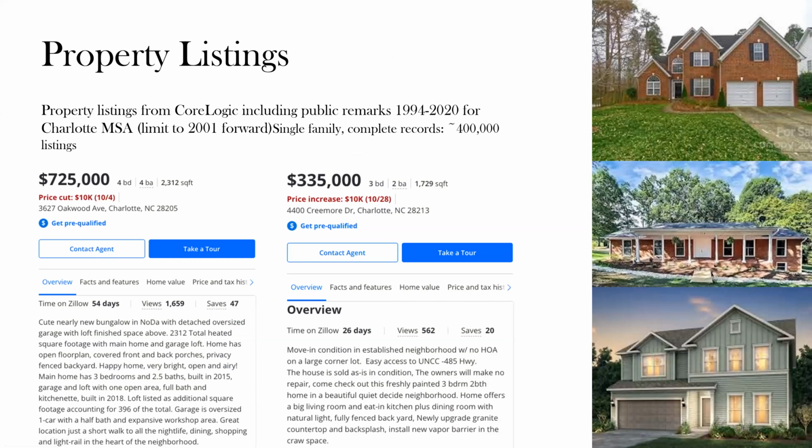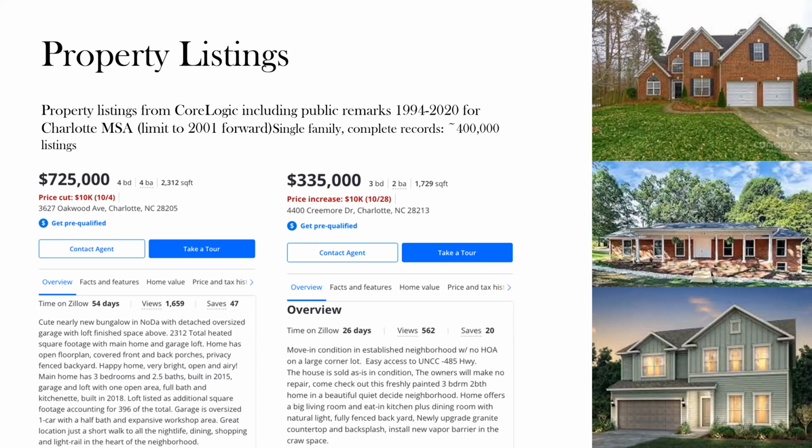And then to complement that, we also get these property listing data. So this is data that we purchased from CoreLogic on the text of all of the real estate advertisements for the Charlotte MSA. And we aggregated it to the neighborhood level. And so we can look at what are the characteristics of what comes out of the text.